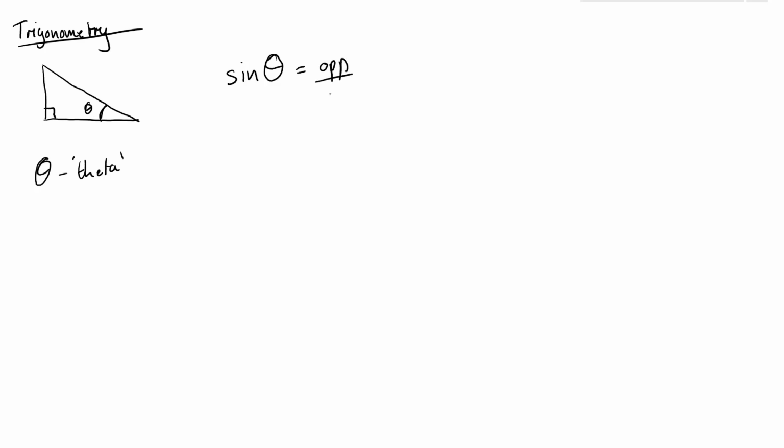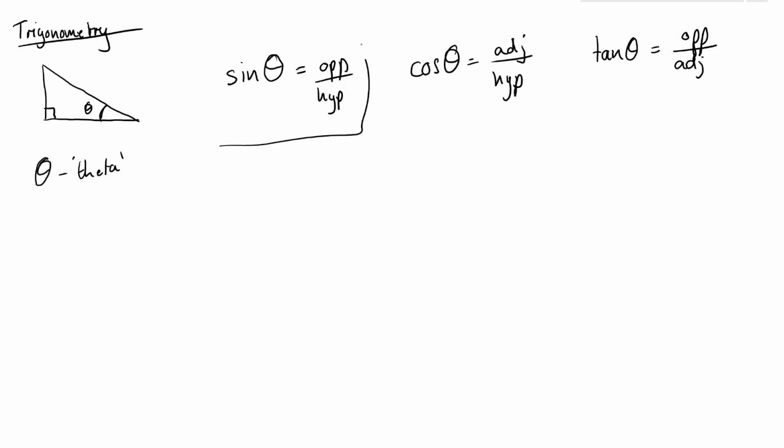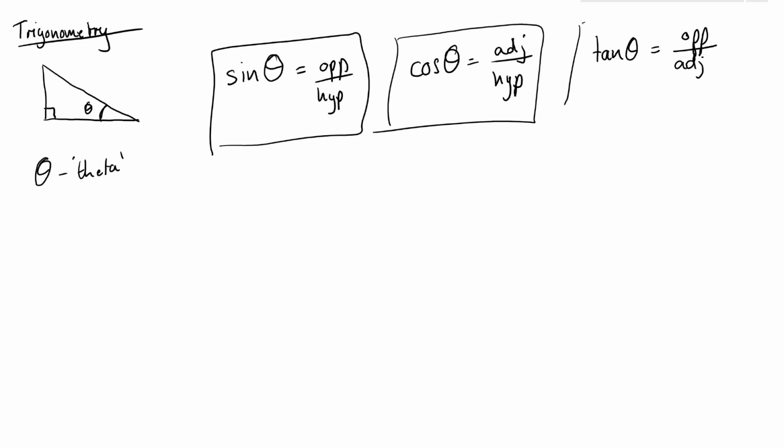opposite divided by the hypotenuse. Cos of theta is equal to the adjacent divided by the hypotenuse, and tan of theta is equal to the opposite divided by the adjacent. Okay, so these are your three functions that rule all of your trigonometry formulae.